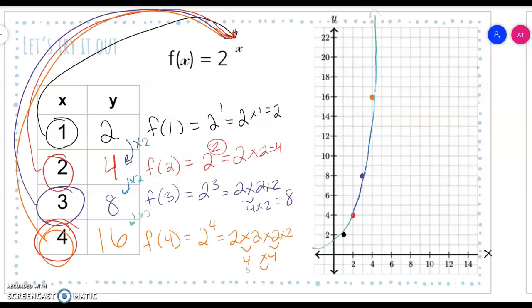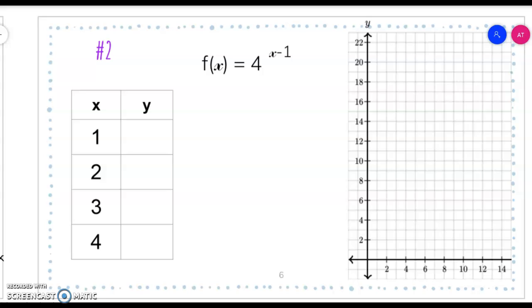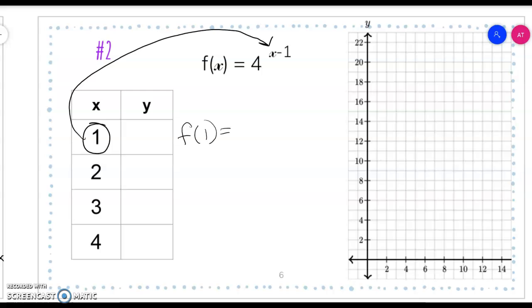So let's go try another one. We have f of x equals 4 to the power of x minus 1. That means whatever my x is for my exponent, I'm going to subtract 1 from it. So I have f of 1 equals 4 to the power of 1 minus 1. Now I have 4 to the power of 0. Anything to the power of 0 is 1.